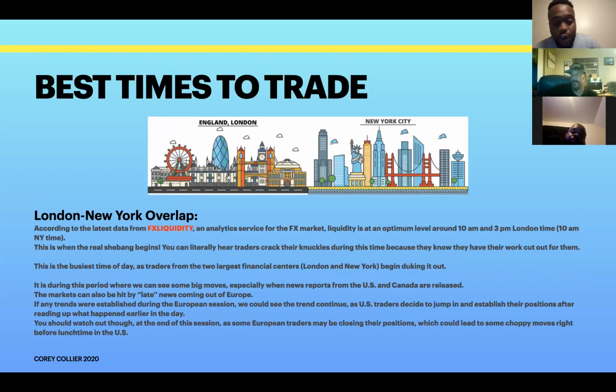The London, New York overlap. This is probably the most traded part of the trade day. You've got the two biggest equity houses dealing with each other. According to data from FX Liquidity, an analytics service for the Forex market, liquidity is at an optimum level around 10 a.m. and 3 p.m. London time. That's actually 7 a.m. to 10 a.m. New York time. That's the kill time for you, my guy.